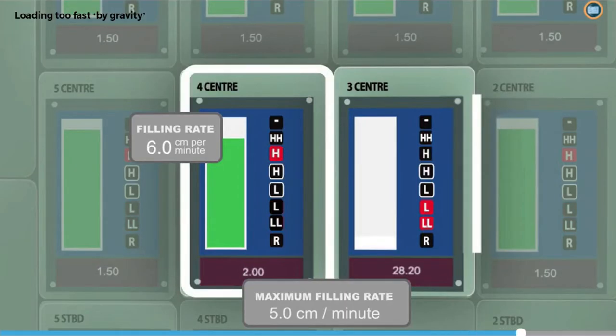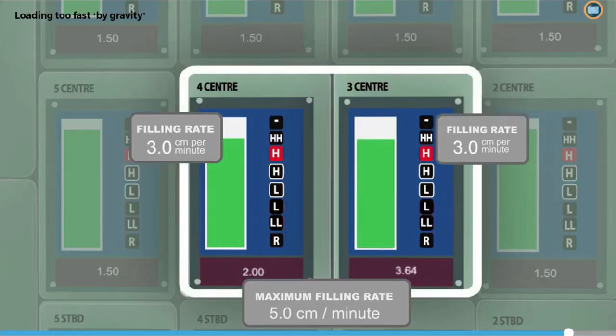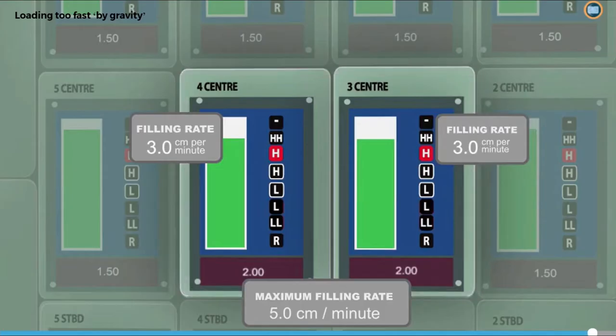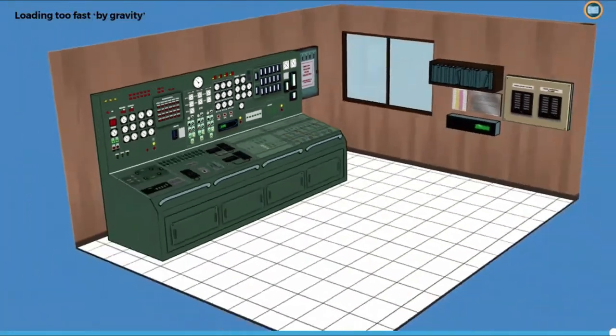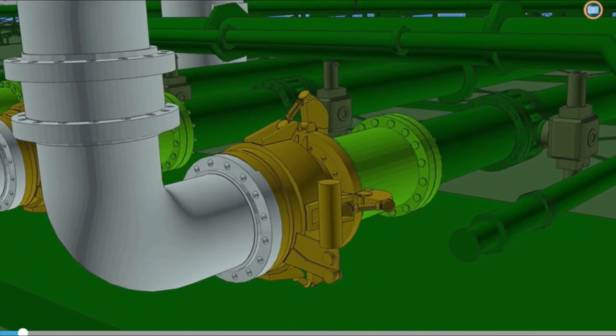The same is true during the topping off process, where the actual rate is greater than the minimum flow rate that has been requested. In this situation, it may be better to finish loading using two last tanks instead of one. When loading cargo, pipeline leaks are always possible.